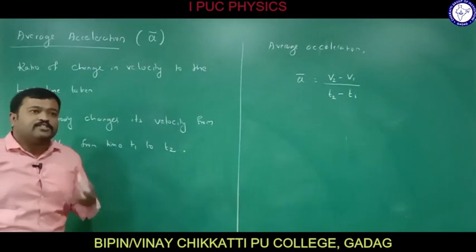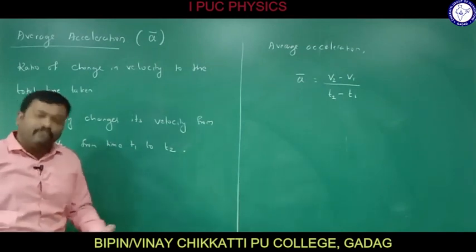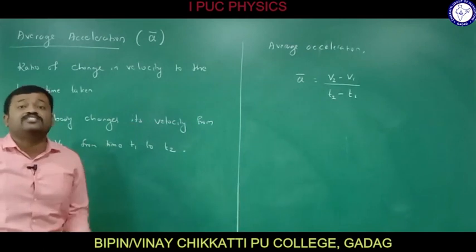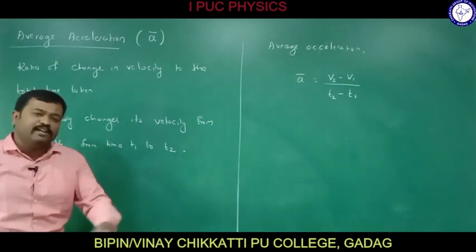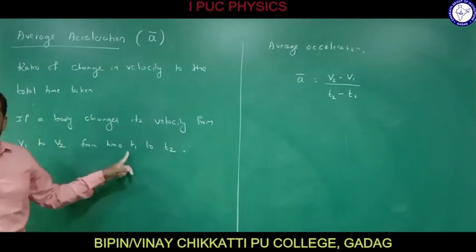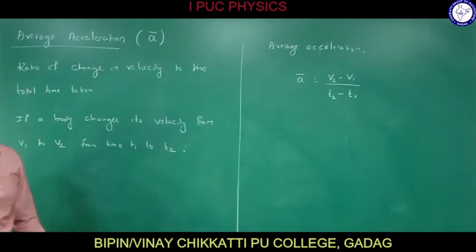If the speed is about 50 km per hour at 4 o'clock and at 4:05 it is 60 km per hour, what is the change in time? That is 5 minutes, that is 4:05 minus 4. In a similar manner, T2 minus T1. That is the change in time here. That is the total time taken.